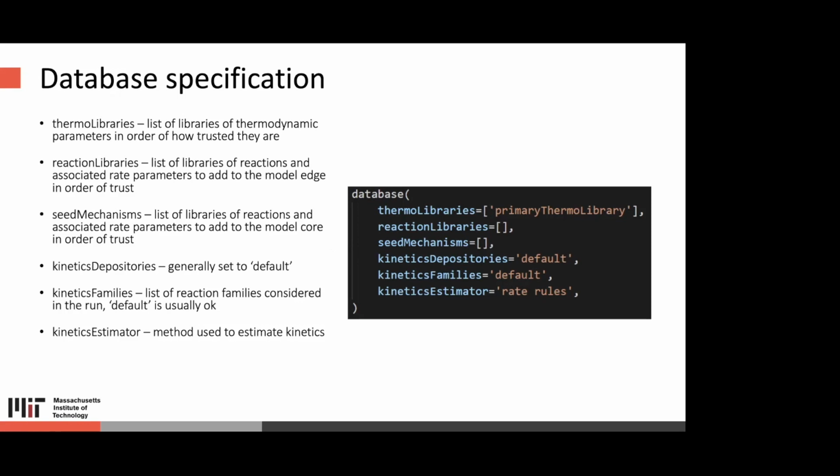Yes. So for example, for my case, I'll usually put the H abstraction and radical recombination, and then whatever reaction family you are interested in, you can just add it. And for the kinetics estimator, the method we use to estimate the kinetics, usually you can just set it as the rate library as it is.